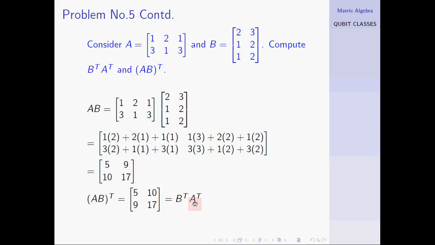Now this is an important result. If you have two matrices A and B, and you can define B transpose into A transpose, then the transpose of their product is equal to the product of their transposes in reverse order. In general, B transpose into A transpose will be equal to transpose of A into B whenever the products are well defined. So this is an important result.